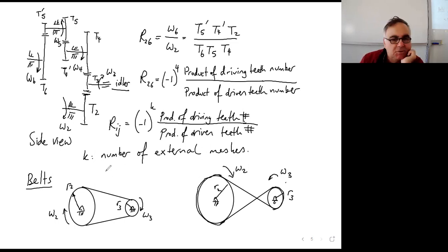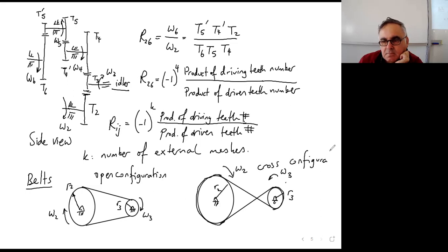So this is called the open configuration. This is the cross configuration. Here the velocity of the belt is the same. So omega 2 R2 is equal to omega 3 R3. Okay. Whereas here, omega 2 R2 will be equal to minus omega 3 R3.